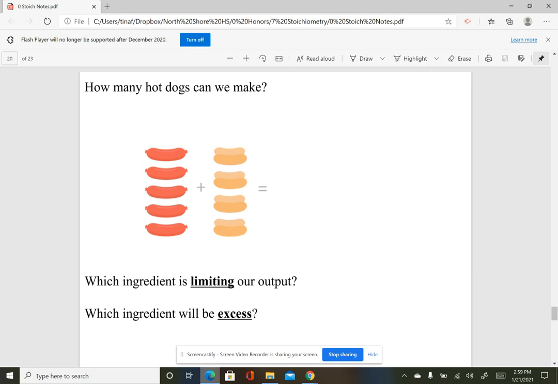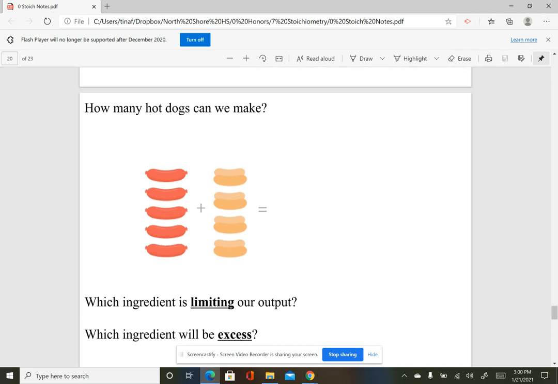So before we look at this as far as a chemical reaction goes, this is a very simple analogy. I want you to take a look at this picture. Look at how many hot dogs I have. Look at how many hot dog buns I have. How many sandwiches can we make? Is a hot dog a sandwich? I feel like that's an ongoing argument. So we can make 4 because each hot dog gets a bun, right?